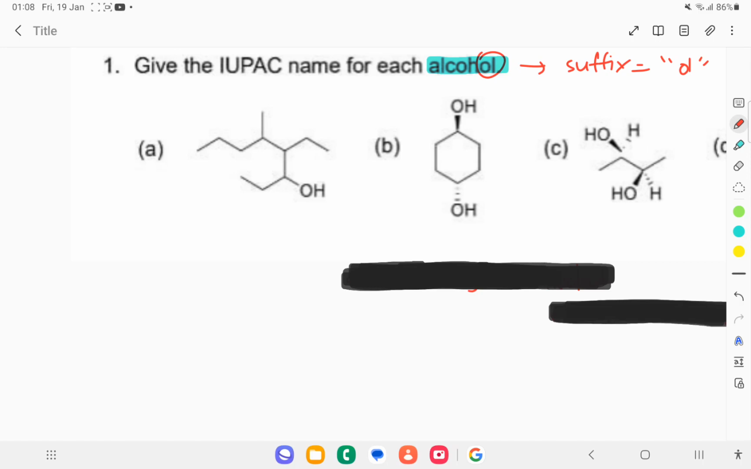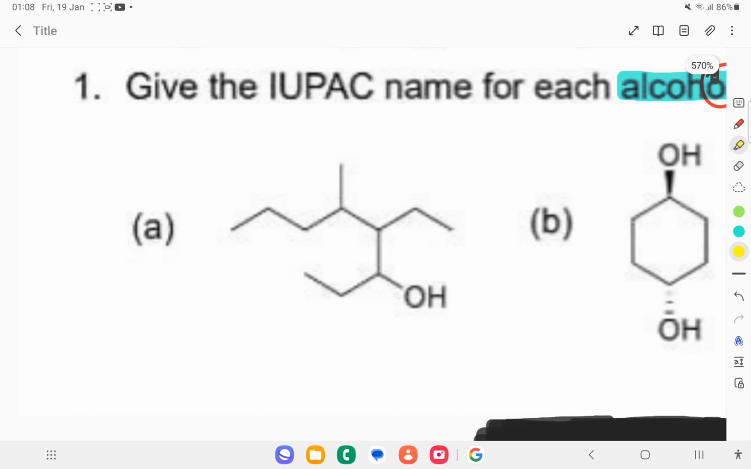Okay, so we will look at the first question. The first step is to find the longest carbon chain, which is the parent chain. We'll try from the left-hand side: first, second, third, fourth, fifth, sixth, seventh. So the longest carbon chain on this side is 7. But if we try from the other side, 1, 2, 3, 4, 5, 6, only 6 carbons.